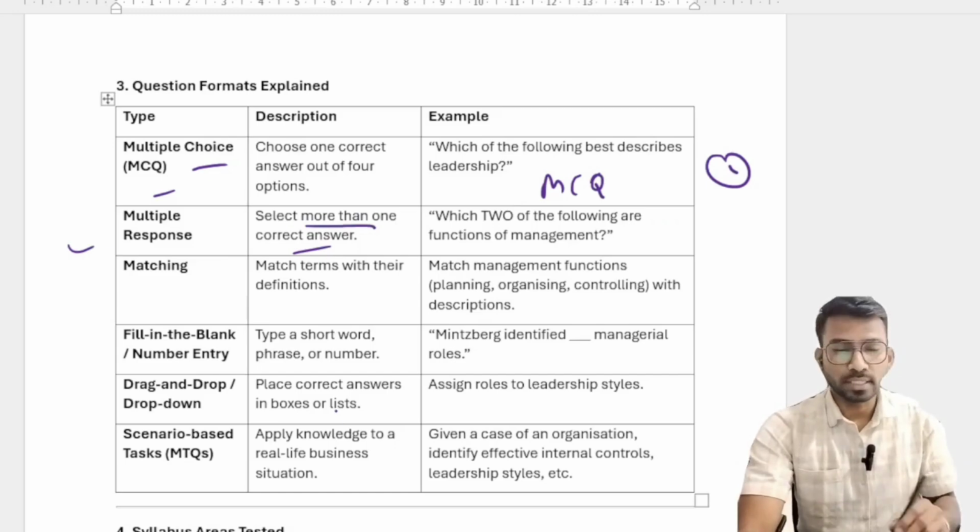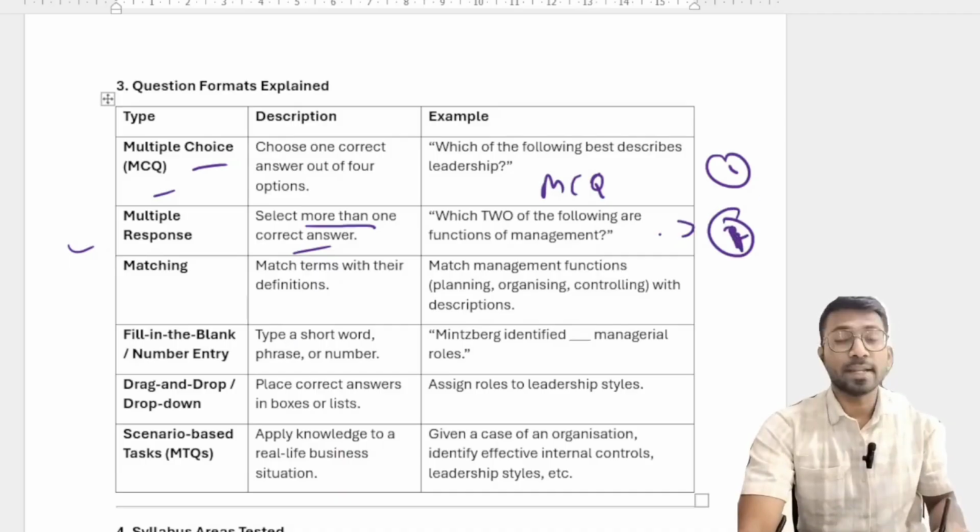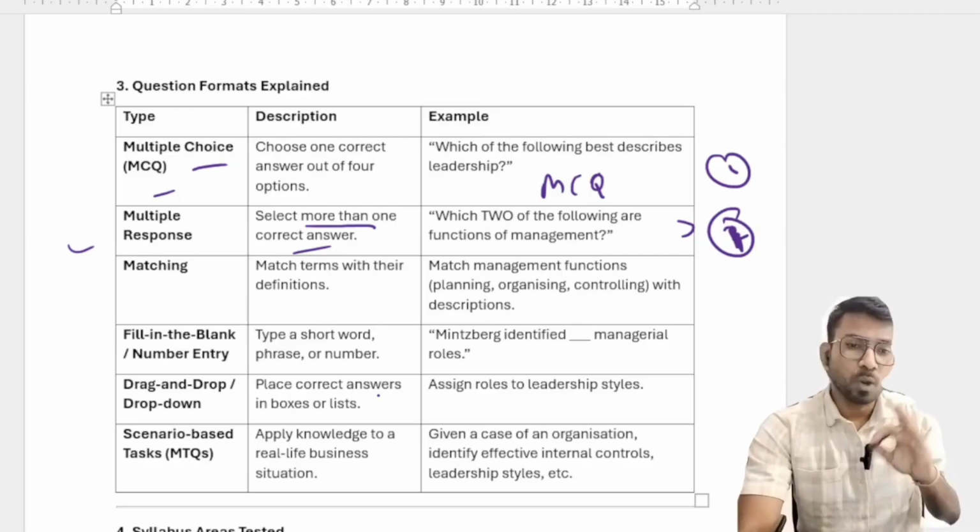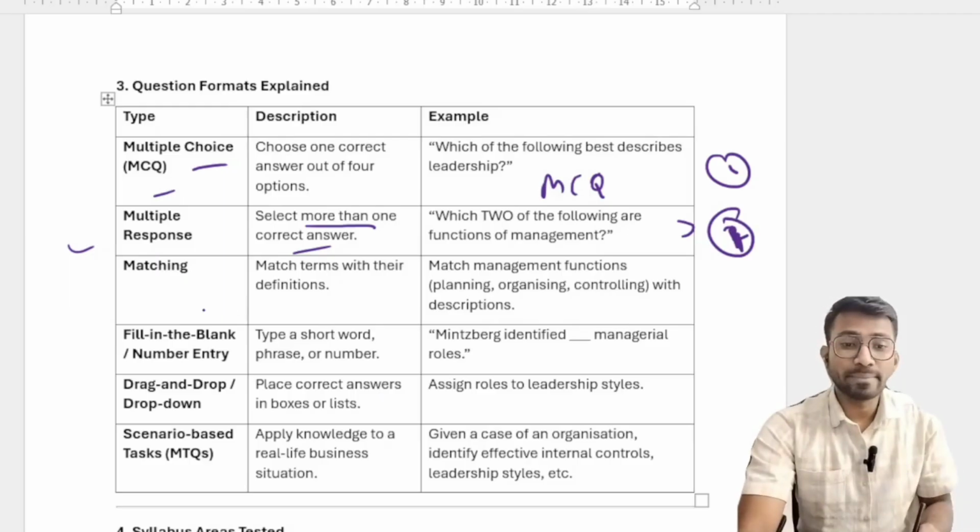If you think there may be more than one correct answer, and obviously the question paper pattern will be such that there can be 2 or more than 2 right answers, you have to select all the correct answers. That is your multiple responses.